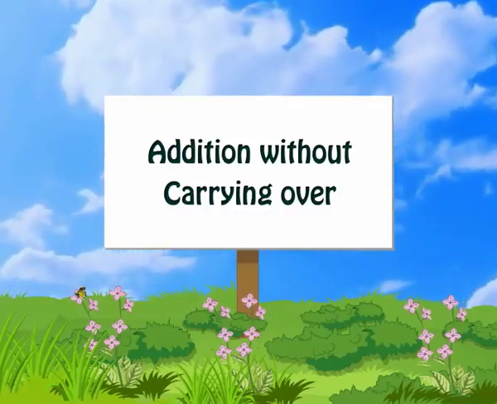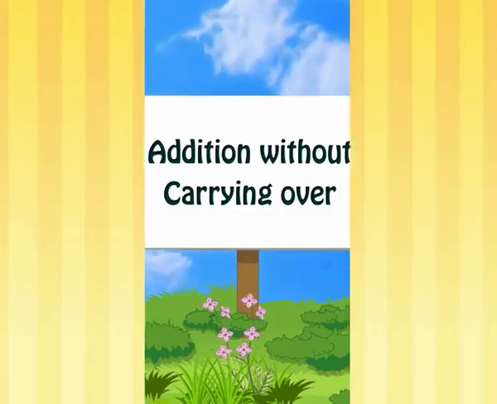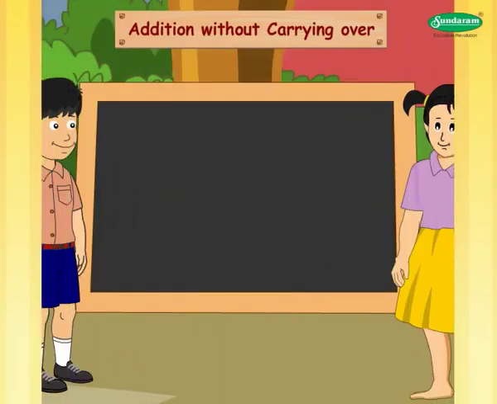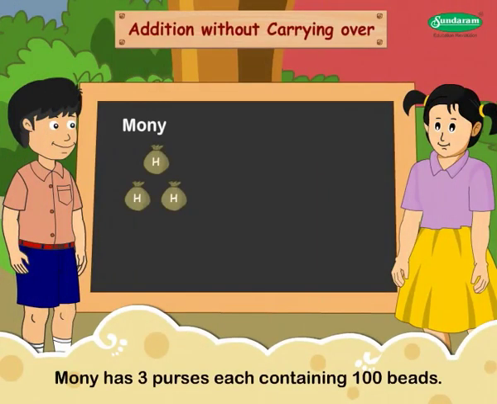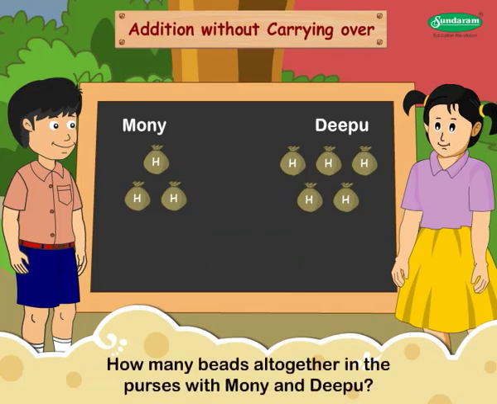Chapter 3. Addition without carrying over. Moni has 3 purses each, containing 100 beads. Deepu has 5 such purses. How many purses altogether? 8 purses. How many beads altogether in the purses with Moni and Deepu?